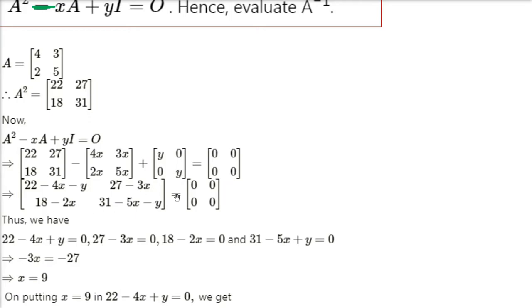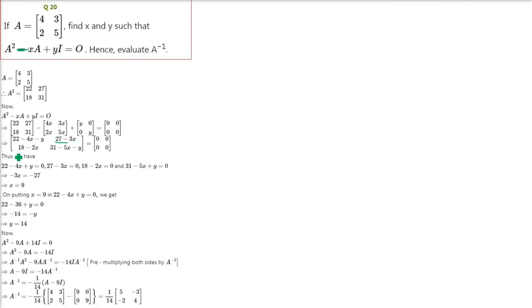When it equates to 0, 27 minus 3x equals 0. 3 7s are 21, 3 9s are 27. And 18 minus 2x equals 0. Let me show you here only. 18 minus 2x equals 0, and that will give you 18 equals 2x, x is equal to 9. I'm just trying to suggest that we have the x value. Put it in any of the equations. So 31 minus 5x minus y equals 0.